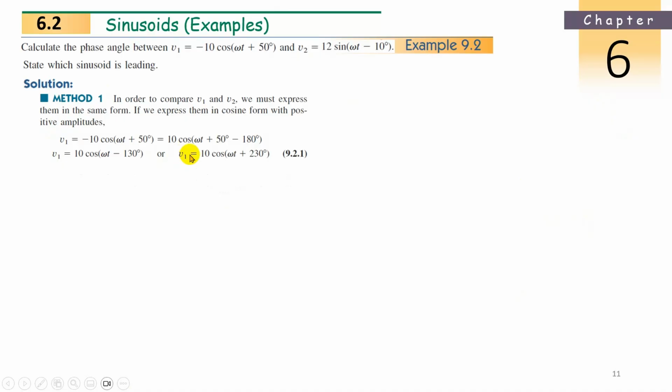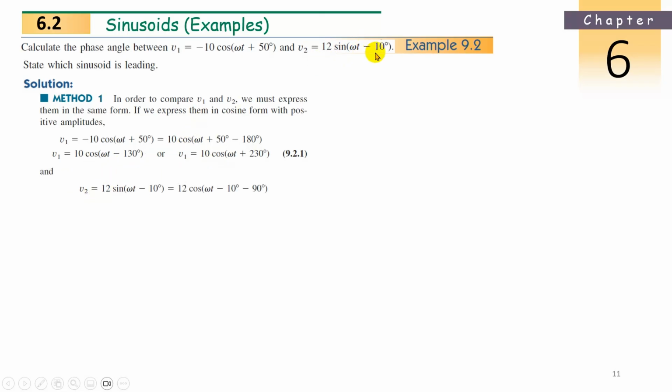Now again, we can also write this minus 130 as plus 230. How? Just add 360. If you add 360, it becomes 230. Right? No, not plus 330. Minus 90 means you have to negate again, so it becomes plus. So 230 it is.